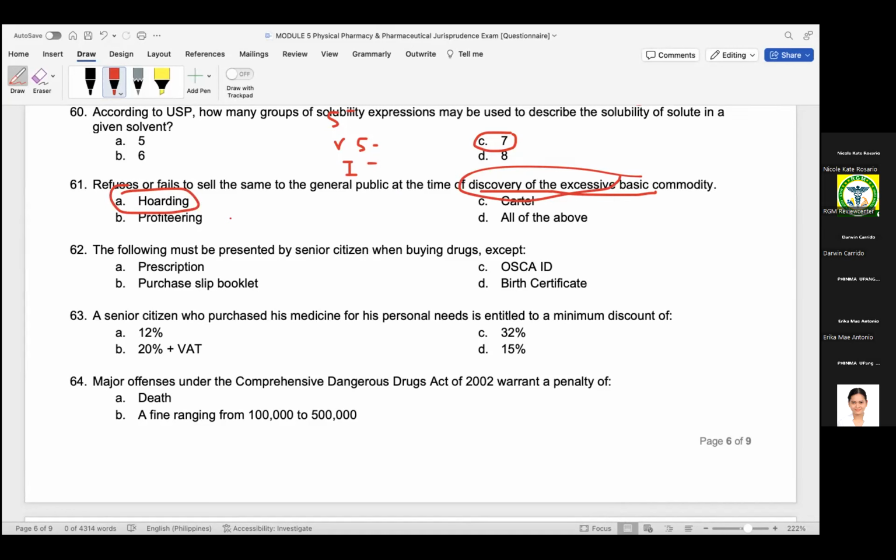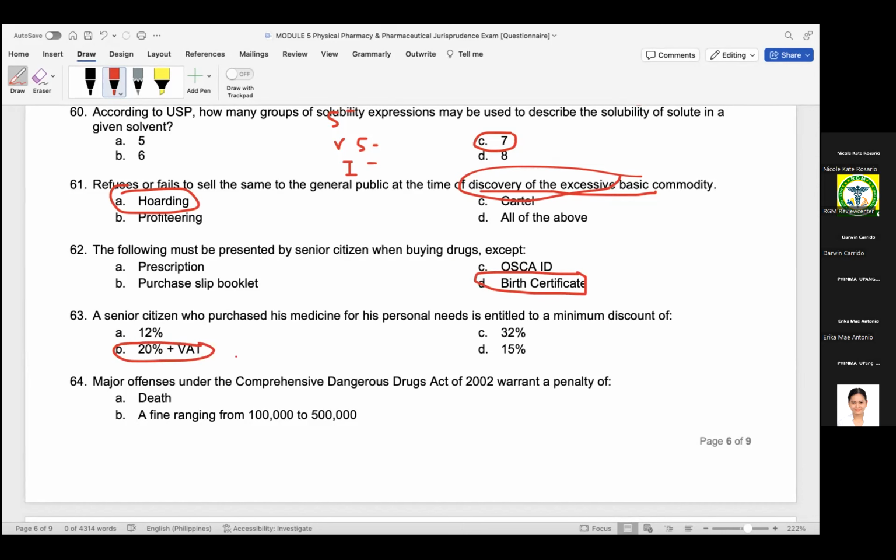Number 62. The following must be presented by senior citizen when buying drugs except A, prescription, B, purchase slip booklet, C, OSCA ID, or D, birth certificate. So, hindi kailangan ng birth certificate to prove na senior siya. OSCA ID would be enough. Next, number 63. A senior citizen who purchases medicine for his personal needs is entitled to a minimum discount of letter B, 20% and VAT. Well, ang VAT depends on the drug. Okay? May mga non-vatable, may mga vatable.